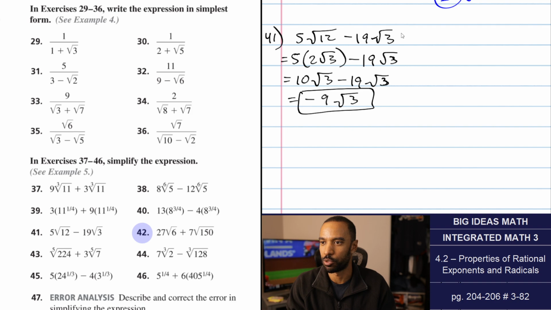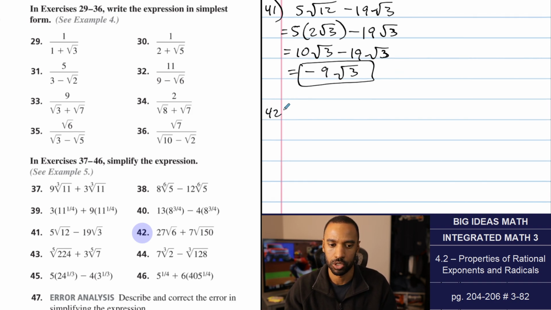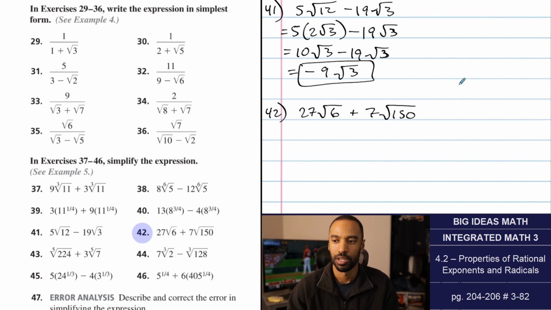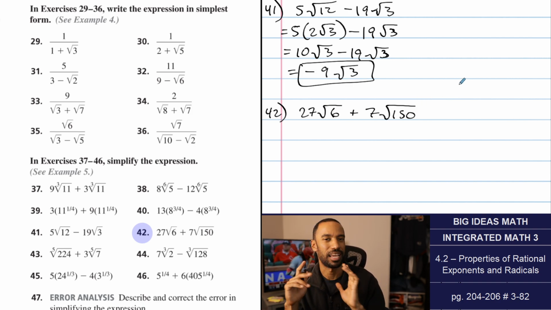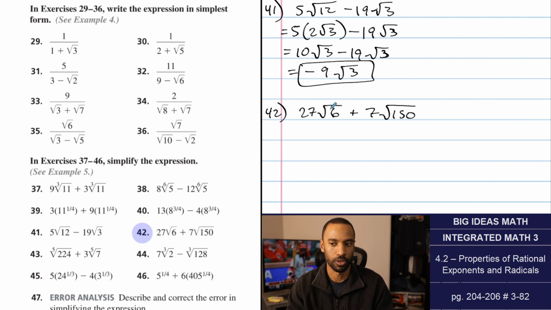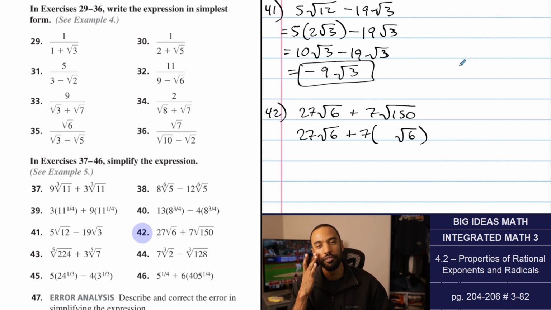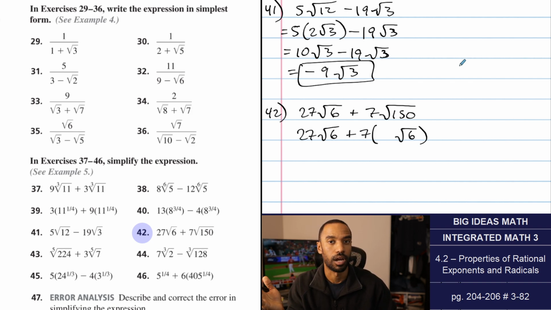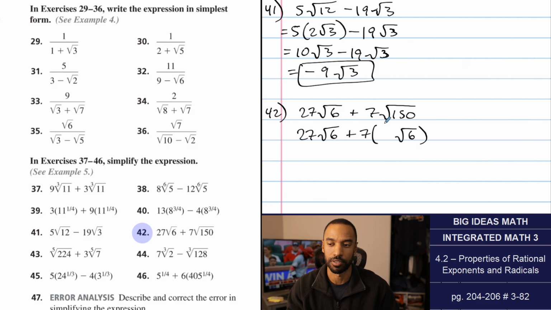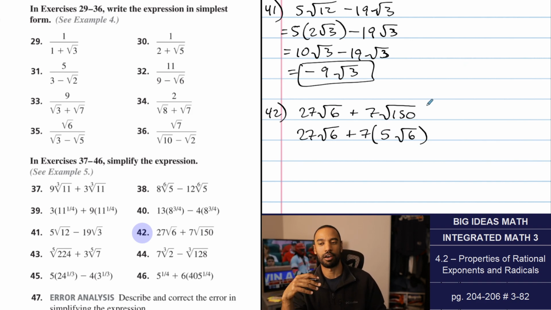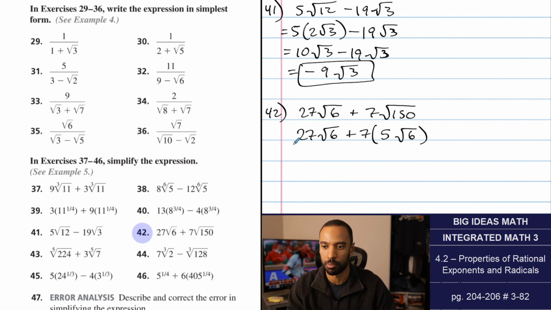27 root 6 plus 7 root 150, and it's one of those things again where you're looking for trouble. Trouble is afoot. I can't just leave this like this. 150, that's 15 times 10, but that doesn't get you perfect square values. Because 6 can't break down more, you're looking for something root 6. Automatically you're saying, it's got to be something root 6, right? 150 divided by 6 is 25. The square root of 25 is 5, so it becomes that.